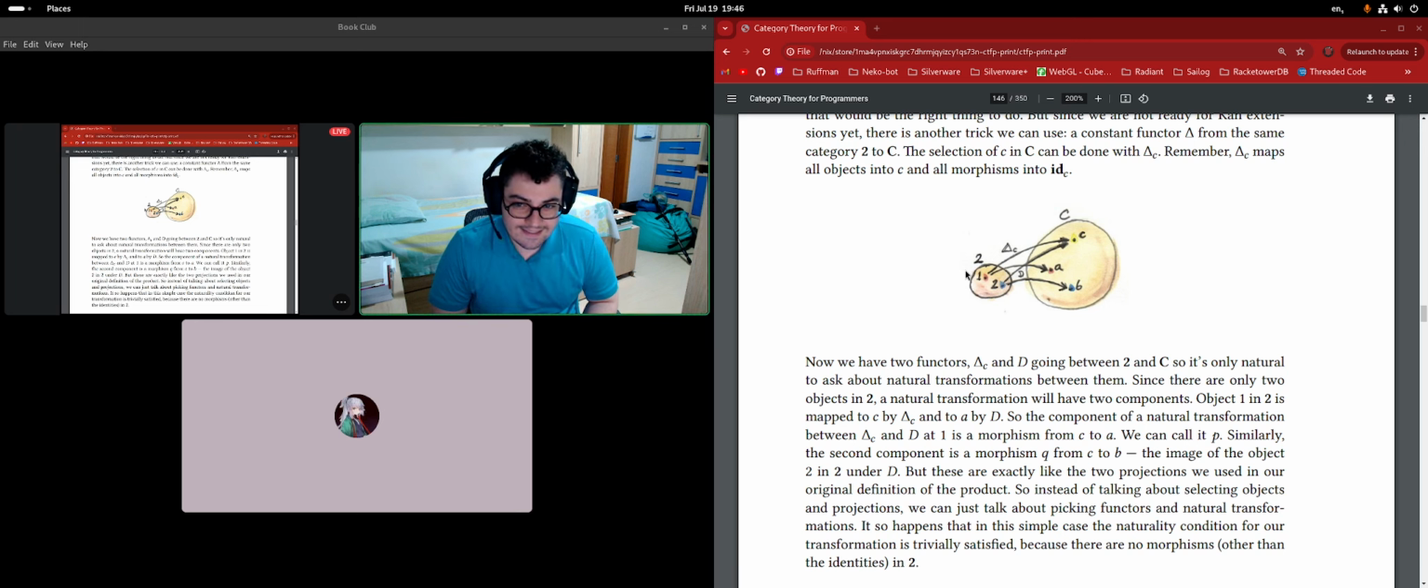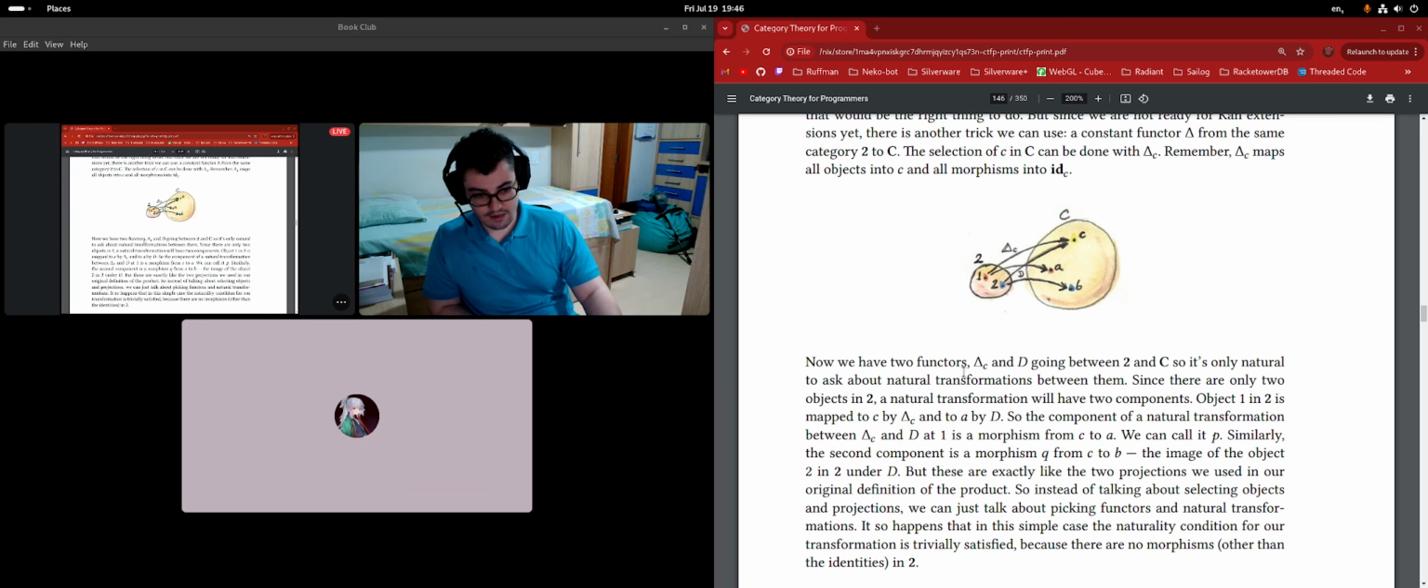So that's the thing. Instead of talking about selecting objects and projections, we can just talk about picking functors and natural transformations. And again, you need to wrap your mind around this suggestion. It's not going to be easy at first, because you need to actually have a pretty decent understanding of these abstractions.